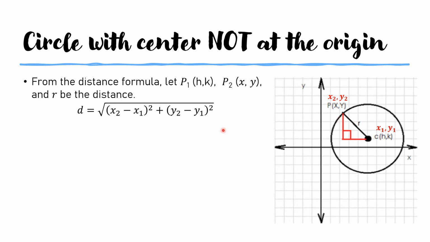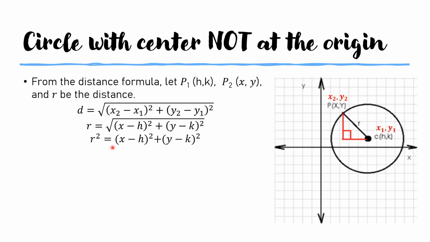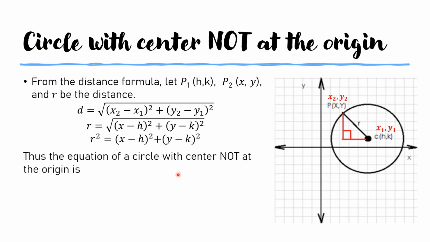So, pag pinlug mo siya sa ating distance formula, magiging x minus h quantity squared plus y minus k quantity squared, and then of course the square root. So, para magmukhang simple pa siya ulit, square natin both sides para matanggal tong square root natin. Then that will be r squared is equal to x minus h quantity squared plus y minus k quantity squared. So, in short, yung equation ng circle natin with center not at the origin is x minus h quantity squared plus y minus k quantity squared is equal to r squared.